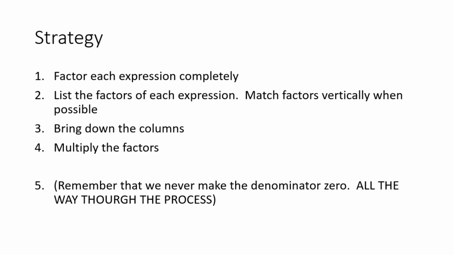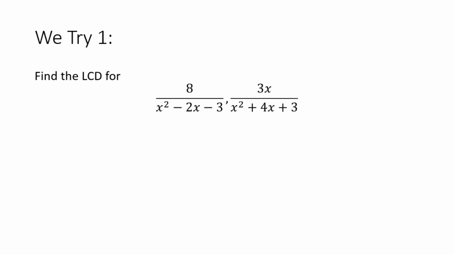So our strategy for these, for just finding the least common denominator, we're going to be adding rational expressions together over the next couple of videos, but for right now, we're going to be factoring each expression completely, listing the factors of each expression, matching things vertically when we can, breaking down the columns, and then multiplying the factors. Remember that we never want to make the denominator 0. If we ever do that, then that's bad.